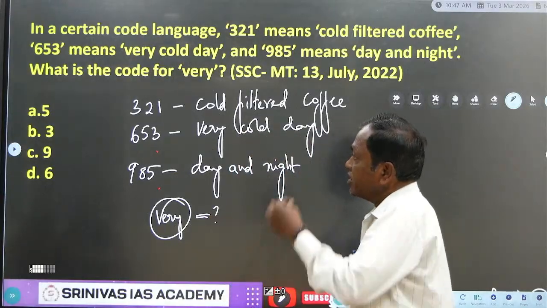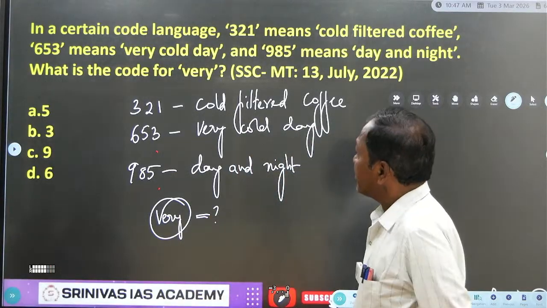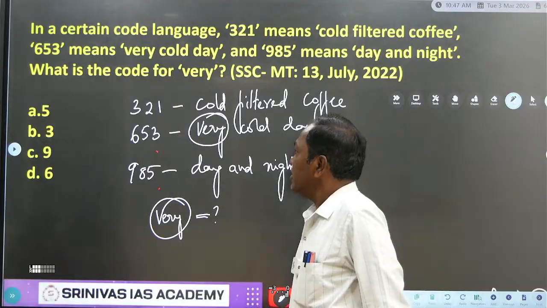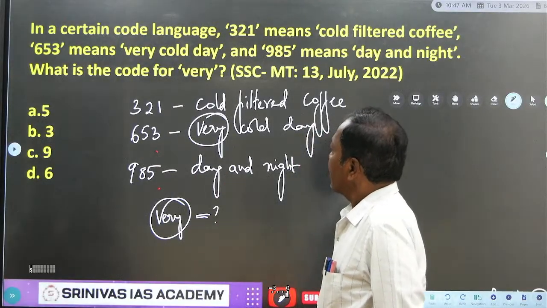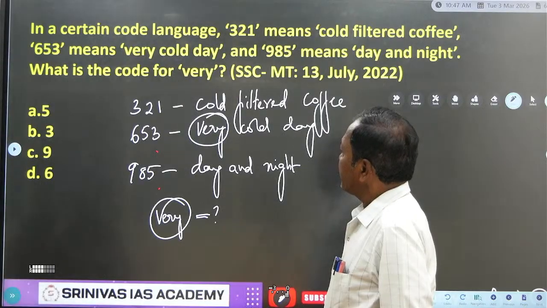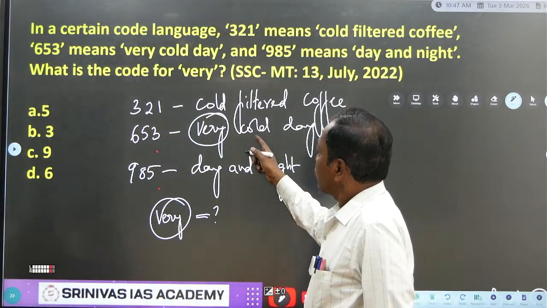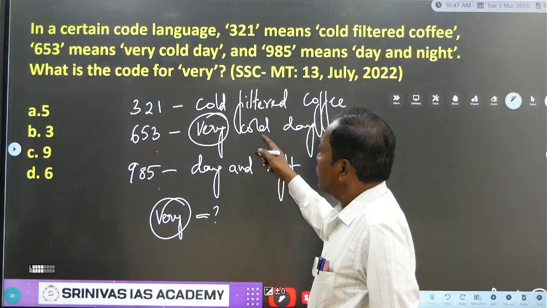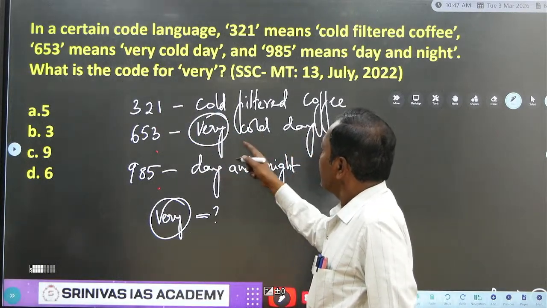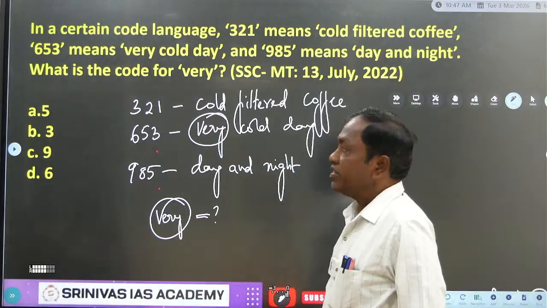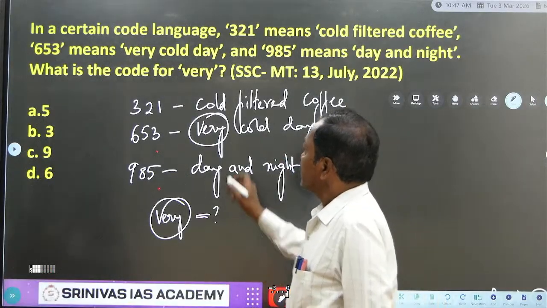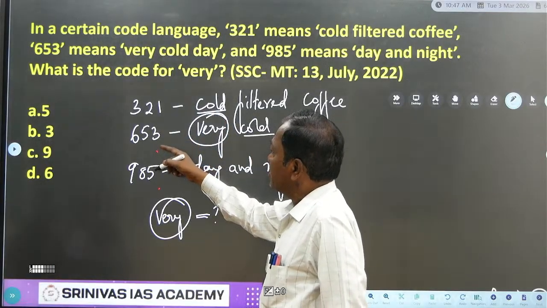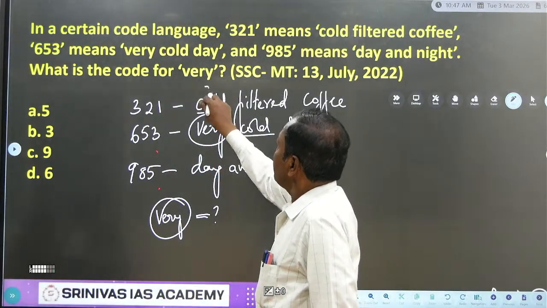Now, you have to see that here. Very, where do you see the word very here? Second group we can see, you can take the first word 6. And very, you don't see anywhere else here. Other words you have to see. Cold can be seen in the first group and in the second group. Cold is the first word here, 3, and in the second group 3, 5 is there. You have to see the commonalities. 3 is the commonality. So cold means 3.